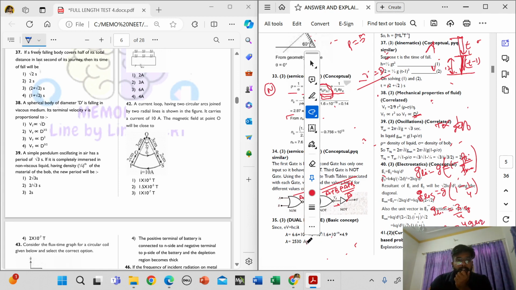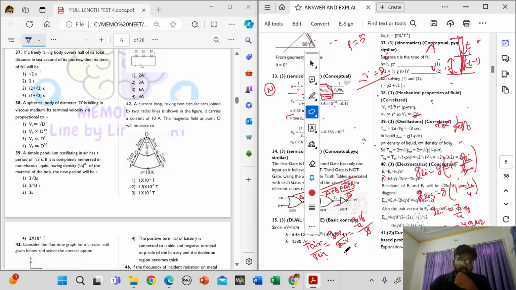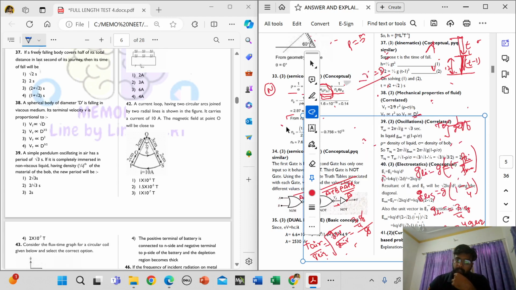So T of air upon T of liquid will be equal to root of g of liquid upon g of air. So g of liquid is 3 by 4 of g. From here it is g. And T of liquid, that is root g. Just a second.